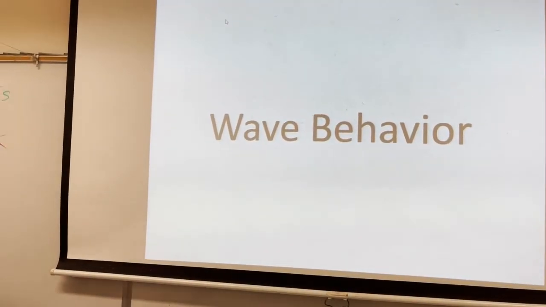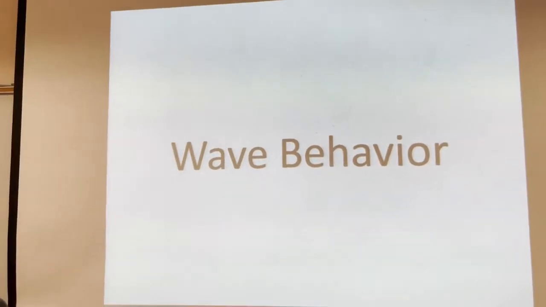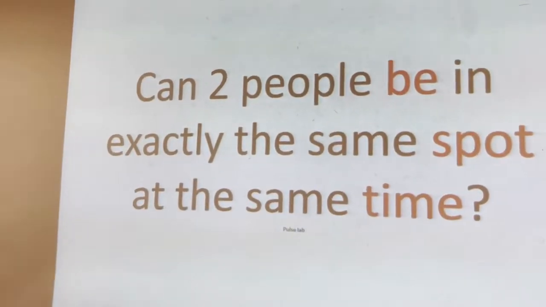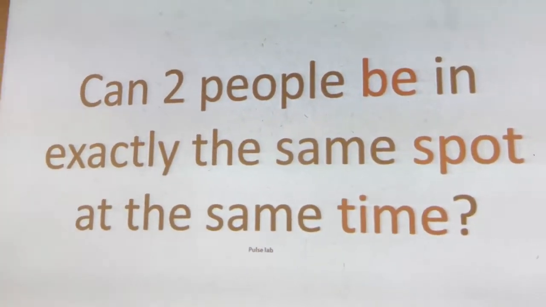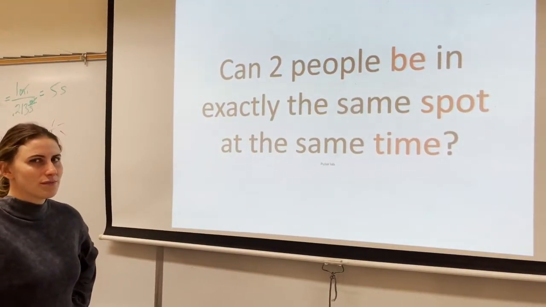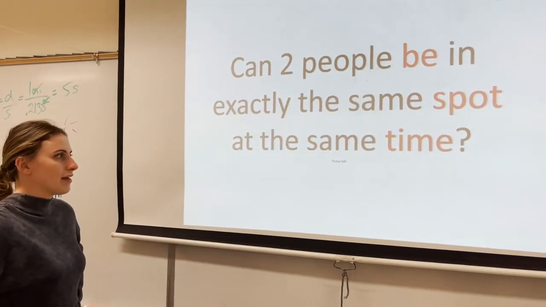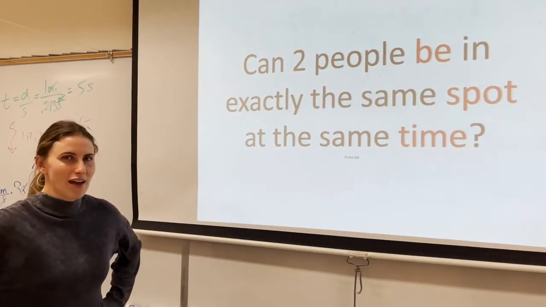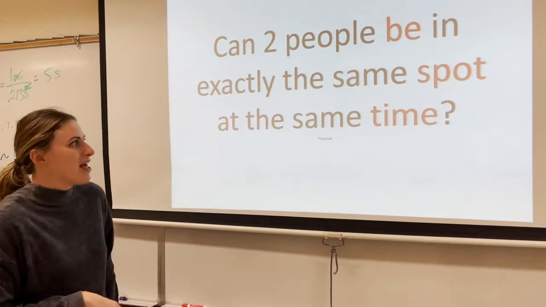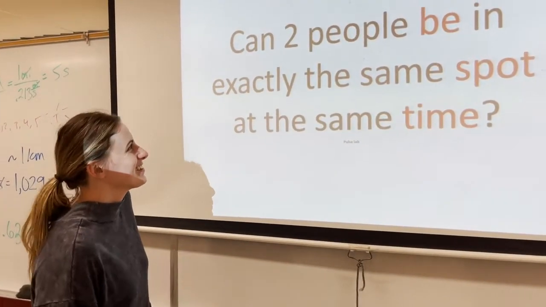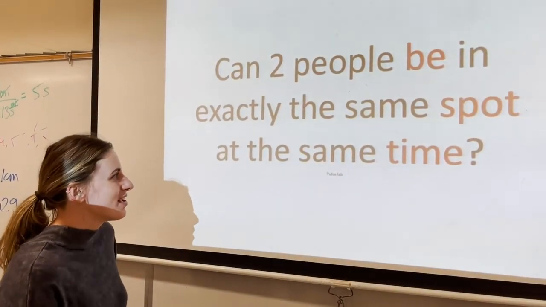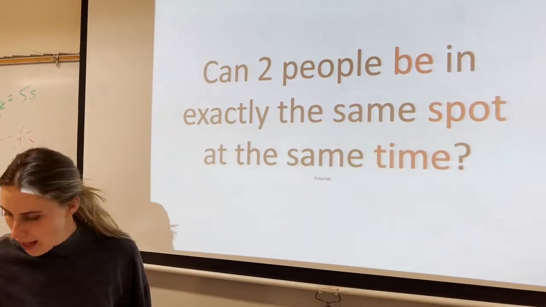Let's do some wave behavior. Those waves had better behave. Okay, question for you. Can 2 people be in exactly the same spot at the same time? I know what you're thinking. You've seen those TikTok videos where they've got the shadow of themselves and they're in the same spot at the same time. Well, that's TikTok. That's not the real world. So the answer is no. Even if you've got someone sitting on your lap, you are not in the exact same spot at the same time. Somebody's gotta move.